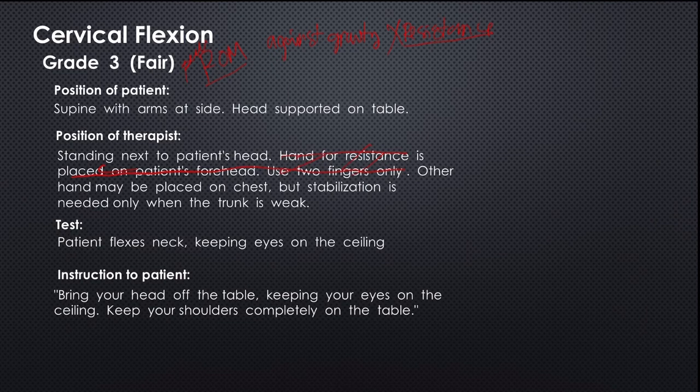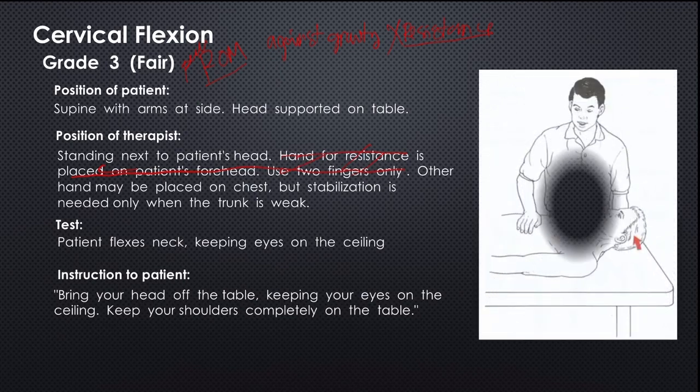Then the test is the same. Instruction: bring your head off the table, keeping your eyes on the ceiling, keep your shoulders completely flat on the table. So this is it for the picture. No resistance, as you can see from the picture. Just simply ask the patient to lift their head without lifting their shoulders. If they can do it, then the patient has a grade of 3.